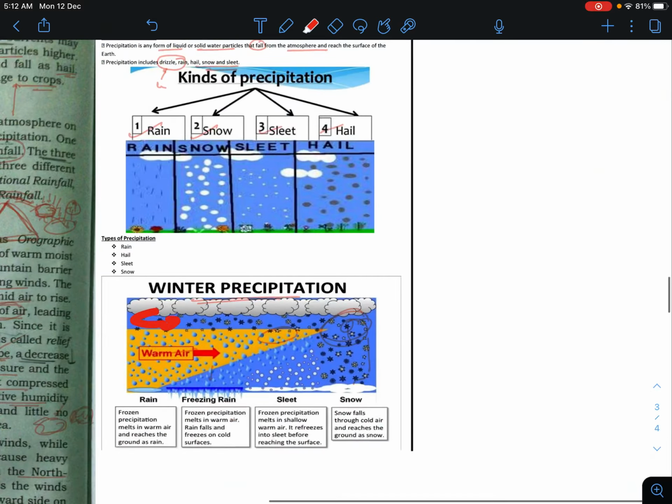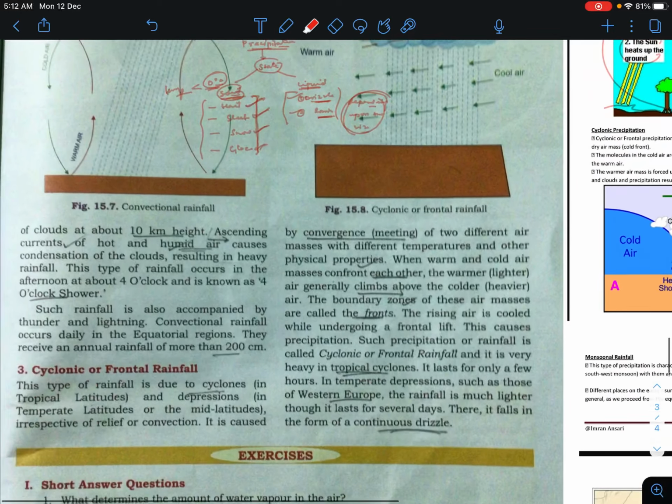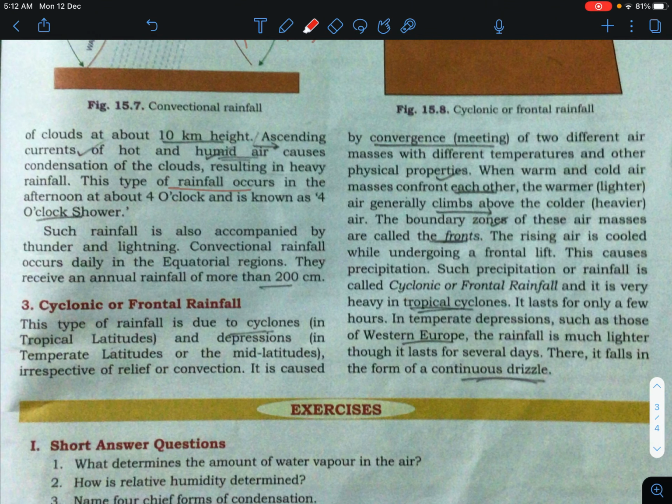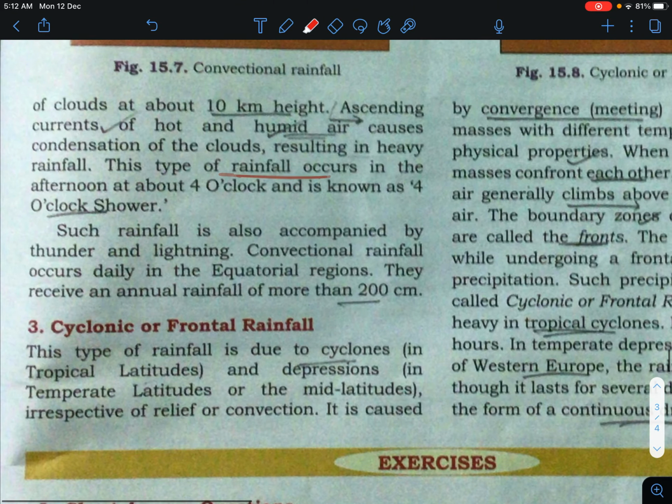Okay. After that, our next topic: this type of rainfall occurs in the afternoon. We can say that this type of rainfall, that is convectional rainfall, generally occurs in the afternoon, after 4 o'clock. So this is also known as the 4 o'clock shower.